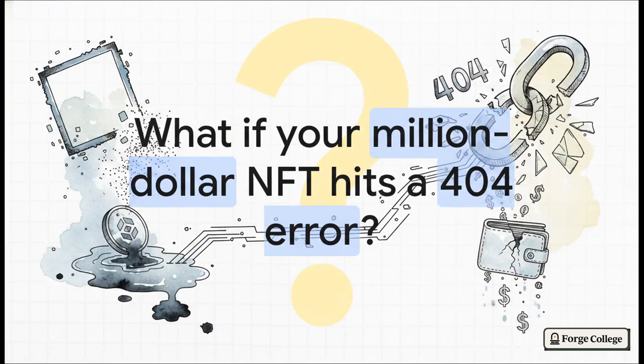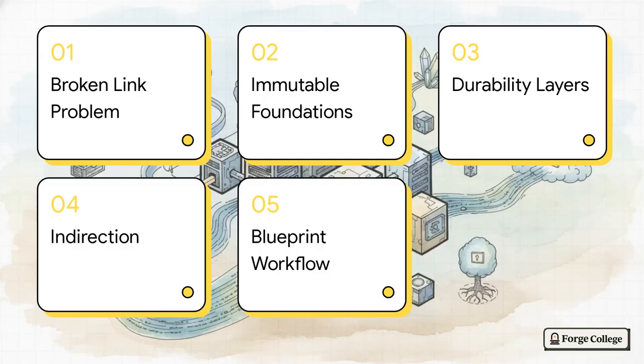Okay, let's dive into this. Just imagine dropping millions of dollars on this absolutely breathtaking digital masterpiece, right? You wake up one morning, open your wallet, and boom, you get a 404 error, the dreaded broken link. It is literally the ultimate Web3 horror story, and unfortunately, it happens way more often than you think. When your token points to a dead link, the asset's value basically just evaporates into thin air.